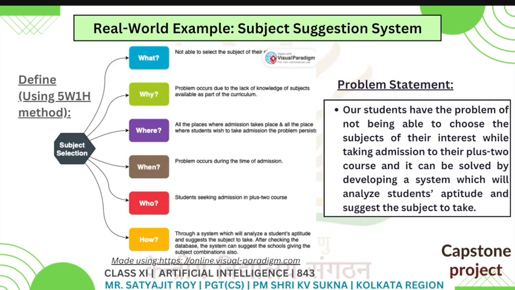Okay, so the next stage is defining the problem. For defining the problem, we have used the 5W1H method, right? What is the problem? Why is the problem arising? Where is the problem arising? When is it arising? Who is facing the problem? And how can it be solved? So once you list out all of these answers to the questions, you'll be easily able to describe the problem statement.